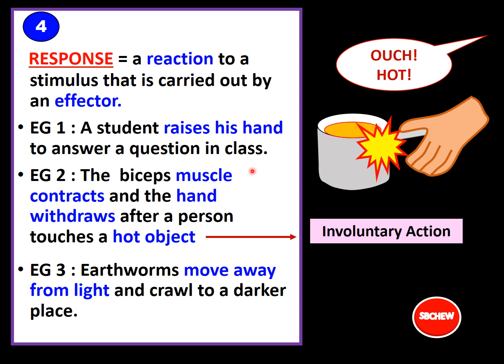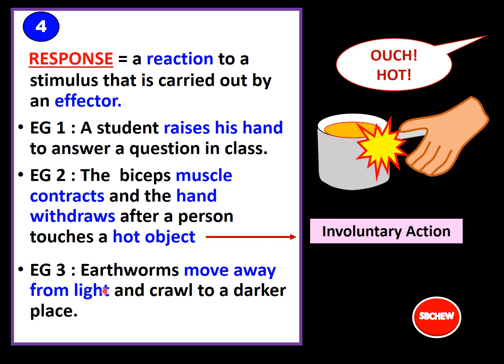I will study this type of reaction or reflex action later on. But the response is carried out by muscle also. The biceps muscle contracts so that the hand withdraws from the hot object. So some responses like this are to protect us from harmful things like heat or sharp objects.